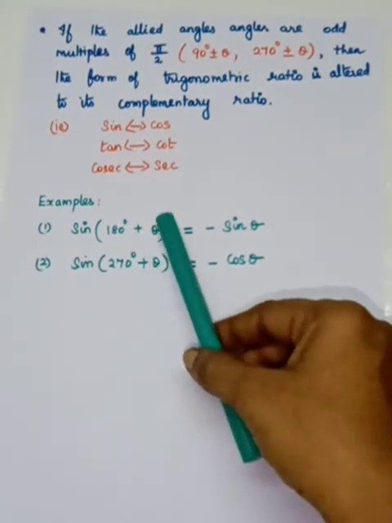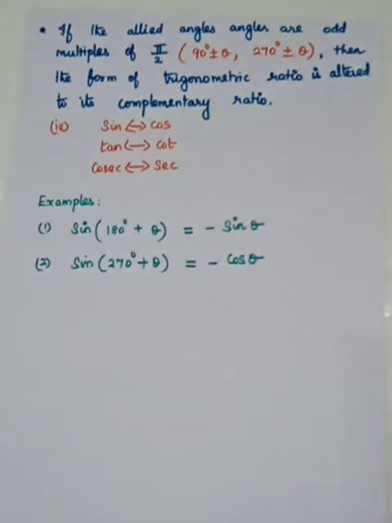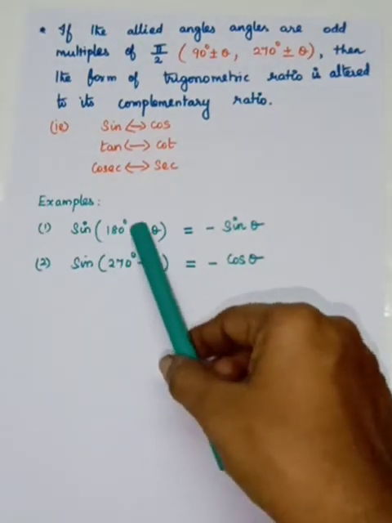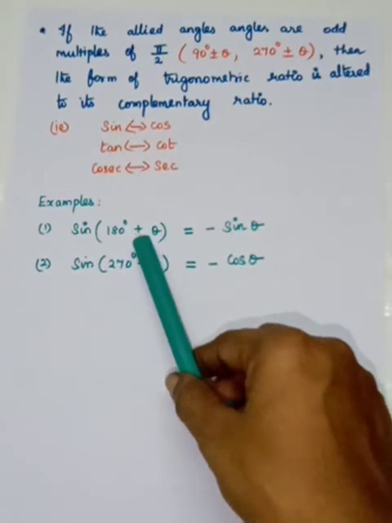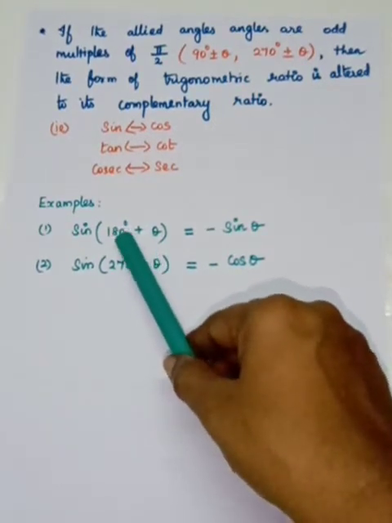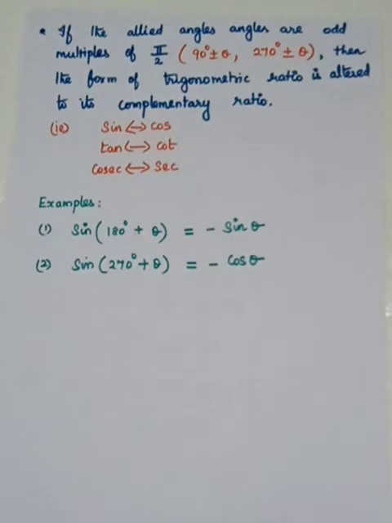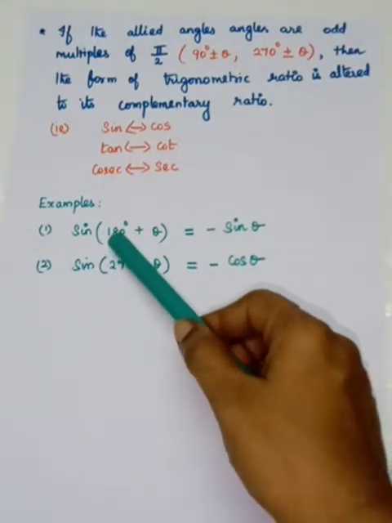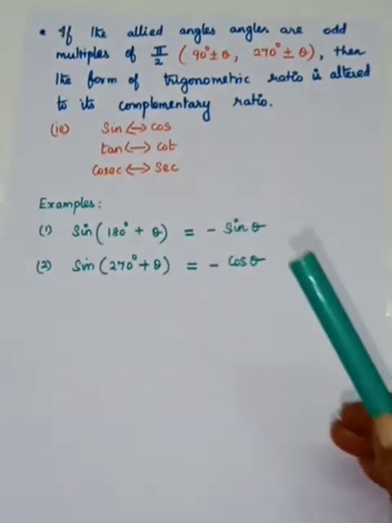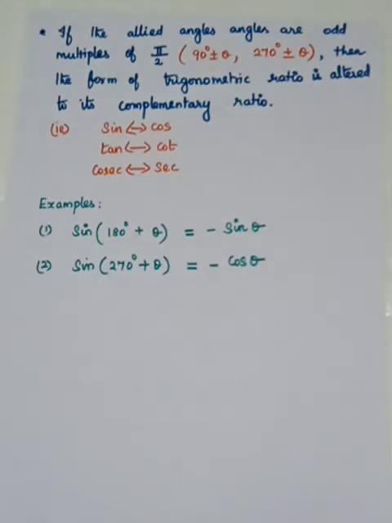For example, here I have taken sine of 180 degree plus theta. First you have to write the sign, whether it is plus or minus. For that, you have to see in which quadrant 180 degree plus theta lies. You know the angles in the quadrants. In the first quadrant, 0 to 90 degree. In the second quadrant, 90 to 180 degree. In the third quadrant, 180 degree to 270 degree. In the fourth quadrant, 270 degree to 360 degree. So see here the angle 180 degree plus theta. Up to 180 degree is the second quadrant, but 180 degree plus some angle means it lies in the third quadrant.